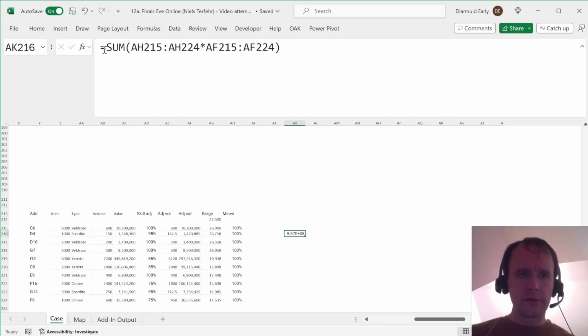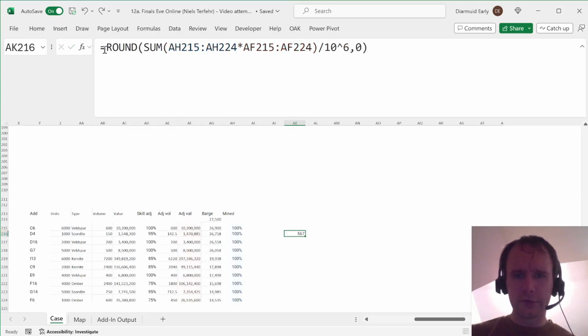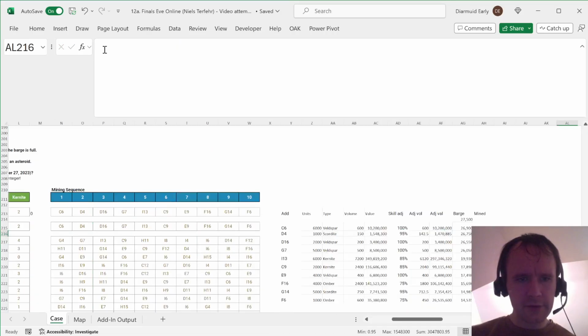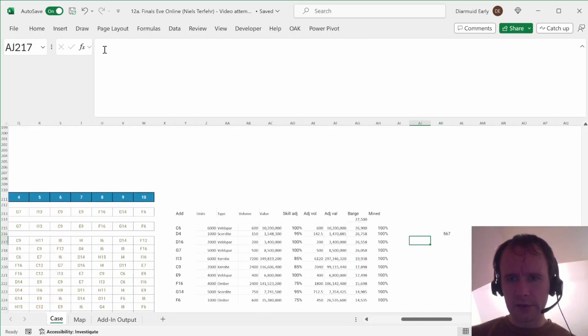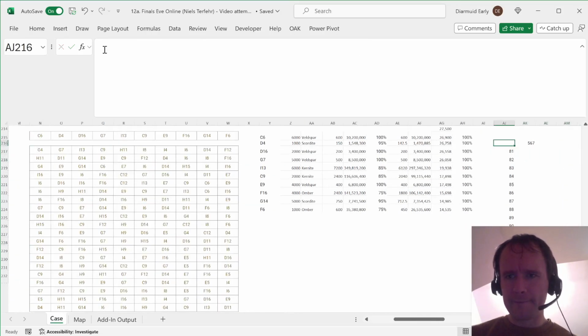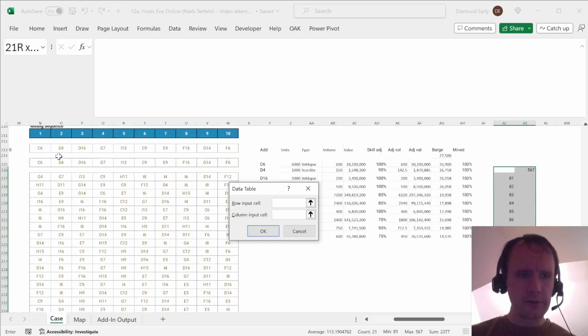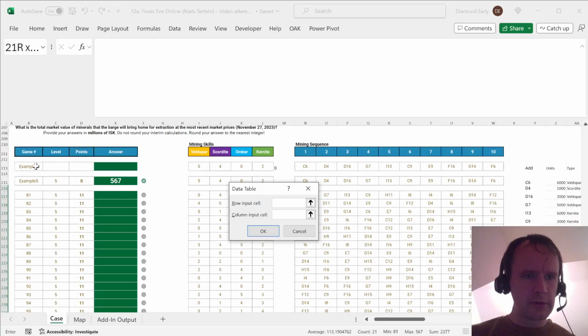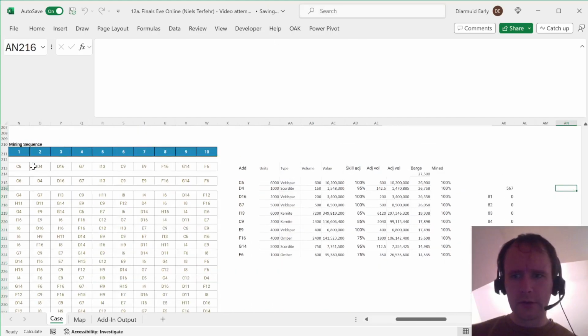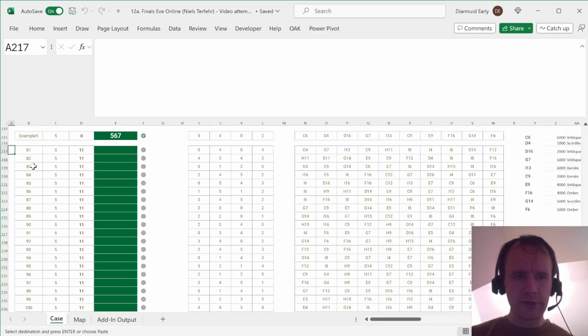So we're going to round this over 10 to the 6 to 0 decimal places, and that gives me 567, which does match the example. So then let's data table it. And column input cell is going to be this guy right here. And we'll hit recalc, and hopefully that's good.